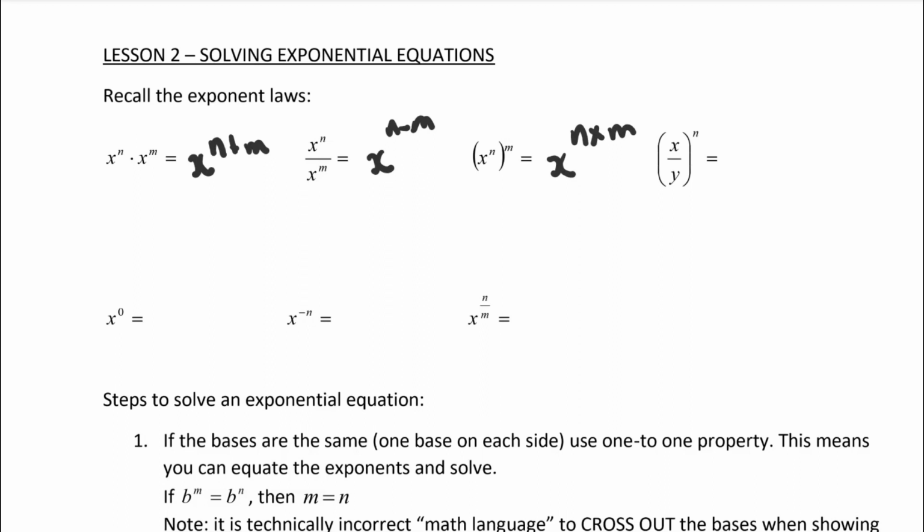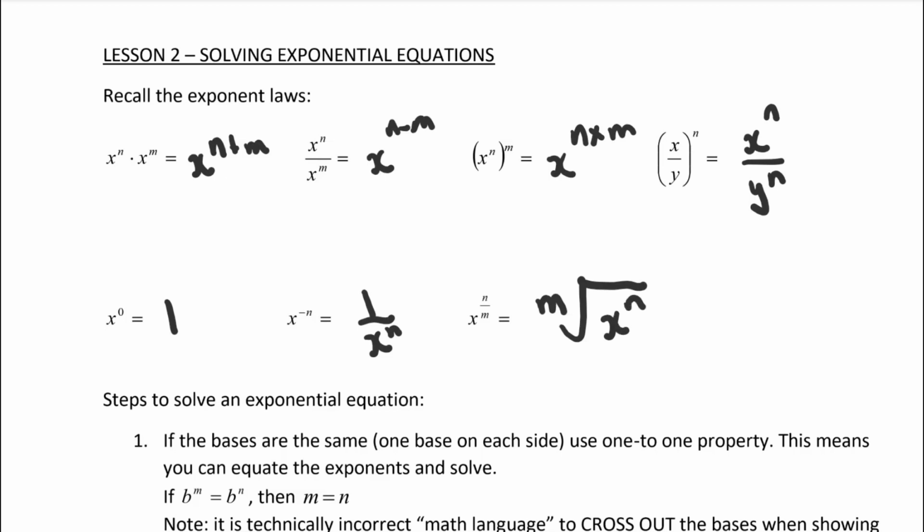So the next one is x divided by y to the power of n. Well, you're going to distribute the exponent in, so that's going to be x to the power of n divided by y to the power of n. X to the power of 0, as I stated in the last lesson, is going to be 1. X to the power of negative n is going to be 1 over x to the power of n. And finally, we have x to the power of a fraction, n divided by m. This is going to be the mth root of x to the power of n. So that's how you distribute that fraction here.